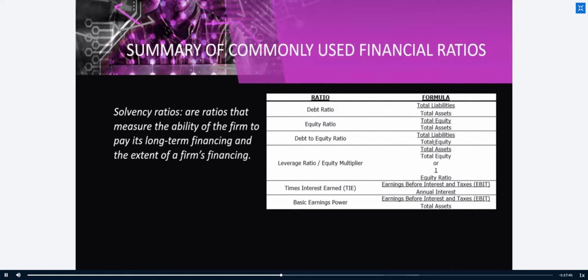So you have your leverage ratio or your equity multiplier. So there's the formula. You have your times interest earned, so earnings before interest and taxes over your annual interest, and your basic earnings power. So that's your EBIT, or your earnings before interest and taxes, over your total assets.